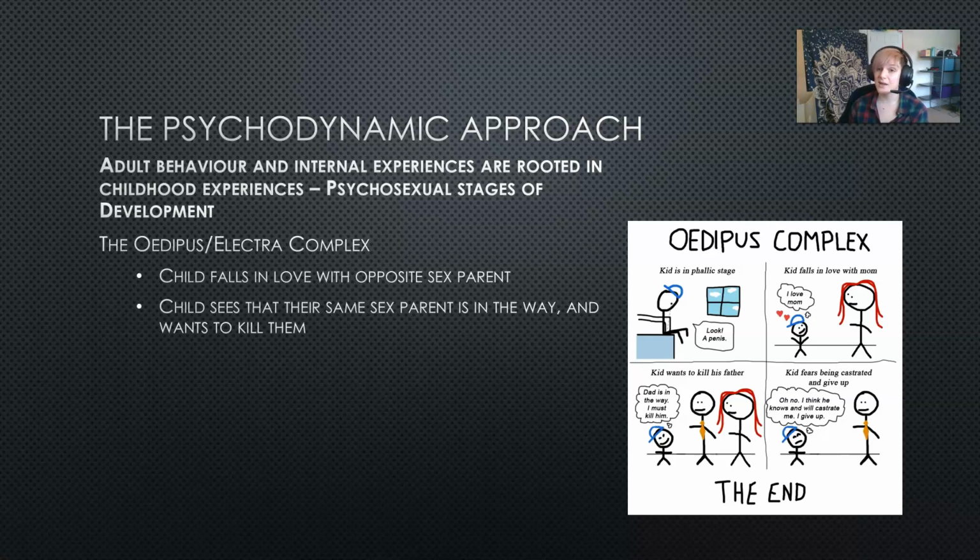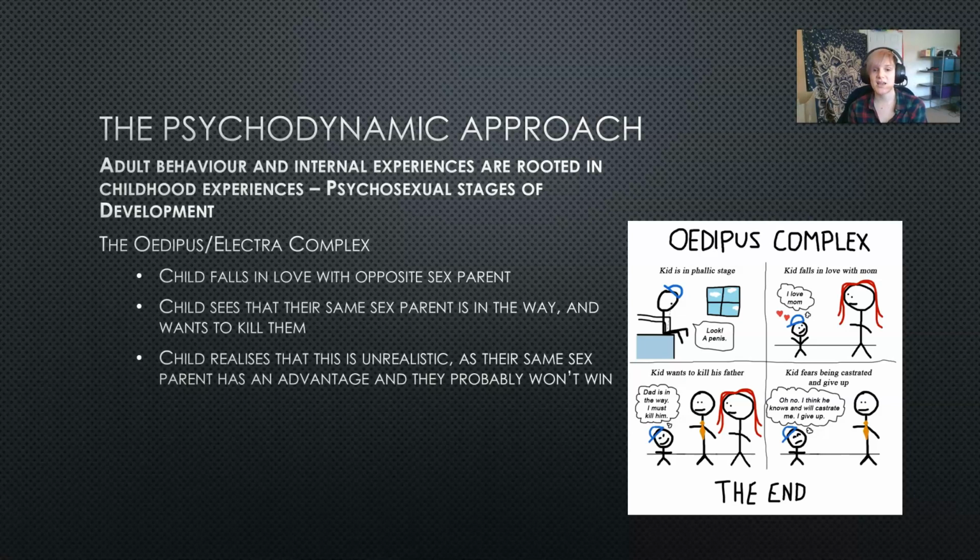In particular, with little girls, the reason that they want to be with their father and therefore kill their mother is because they experience something called penis envy. So Freud believed that everybody wanted to have a penis, and girls go through the Electra complex because they want to gain their father's penis, but they see that their mother is in the way. So they want to kill their mother so that they can have a penis by having their father's penis.